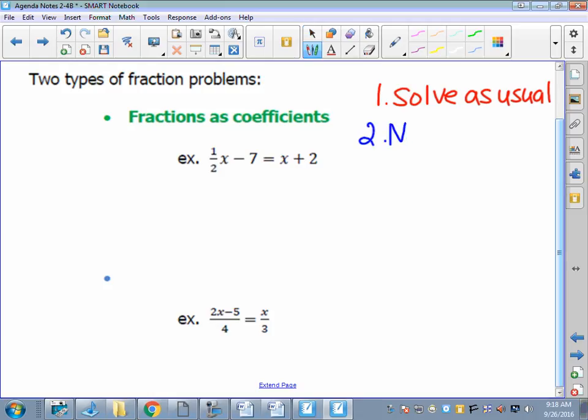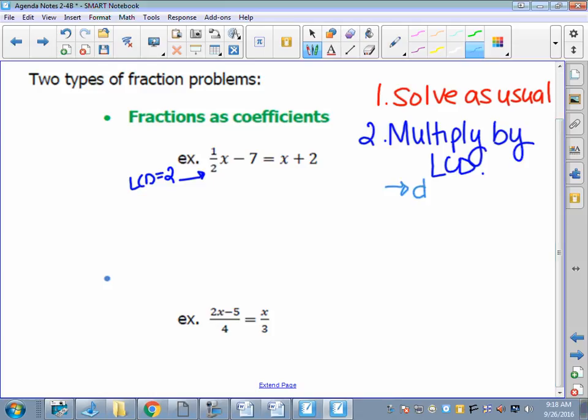we could multiply by a least common denominator. Everybody remember least common denominator? The smallest number that is a factor of all of the denominators. Well, we only have one denominator, which is 2. So our LCD would be equal to 2. If we're going to multiply by a least common denominator, make yourself a little note. You're probably going to need to use the distributive property.